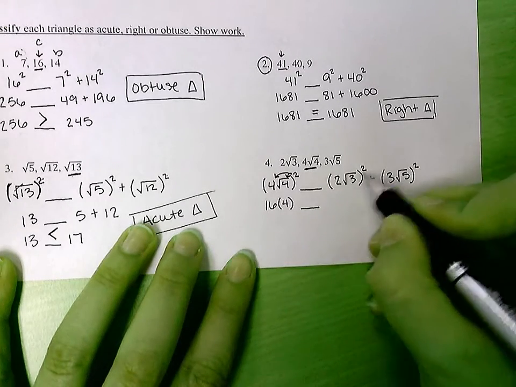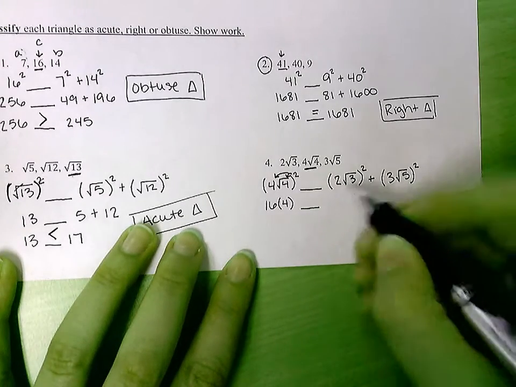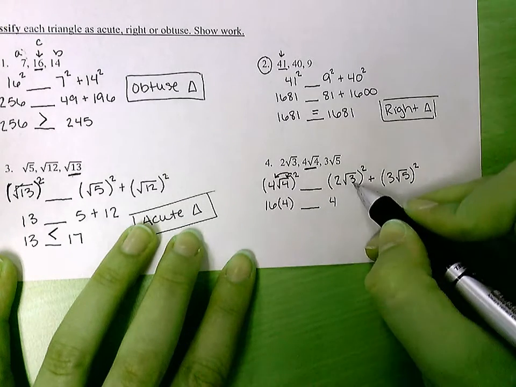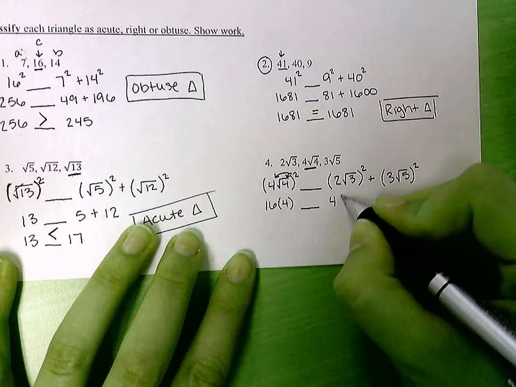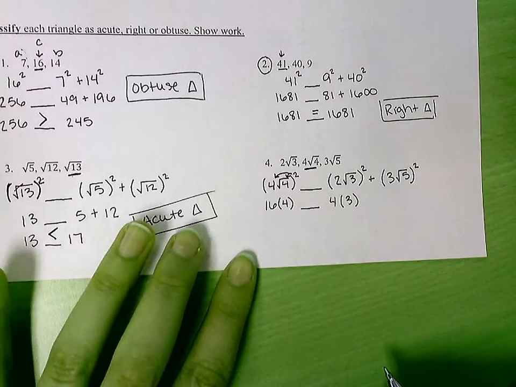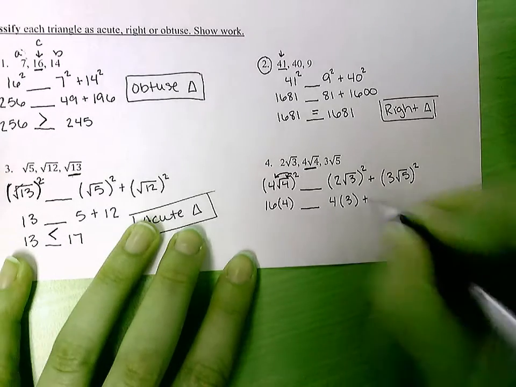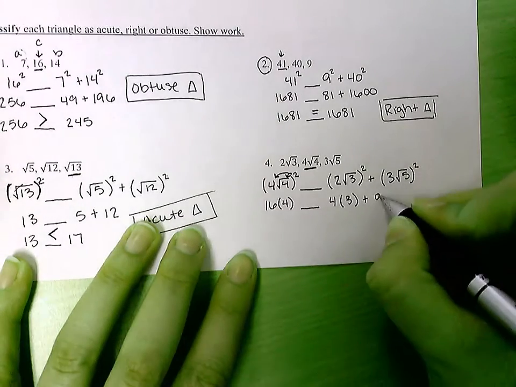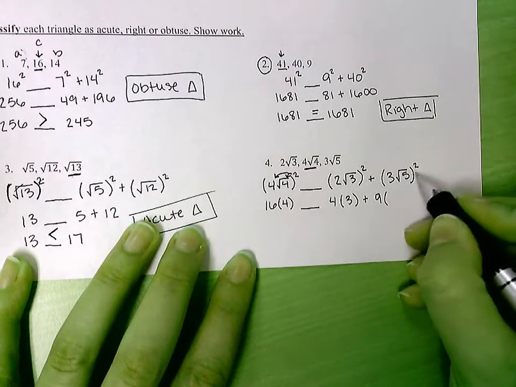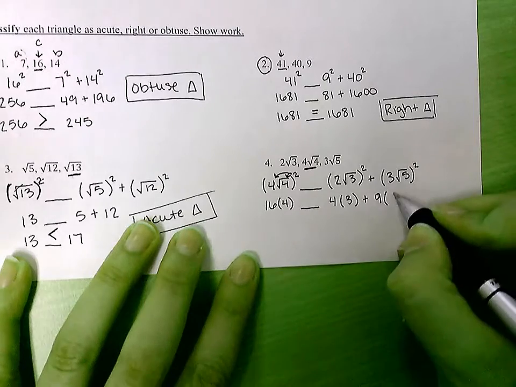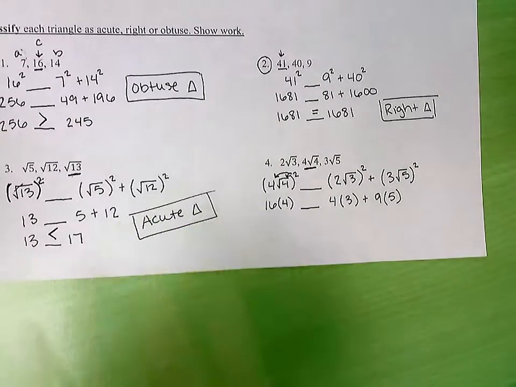Compared to, I need to square 2, so I get 4. And I need to square the square root of 3. So again, I just end up with 3 there because those cancel. Plus square 3, that's 9, times, we're going to square the square root of 5, so those cancel. I'm left with 5 there.